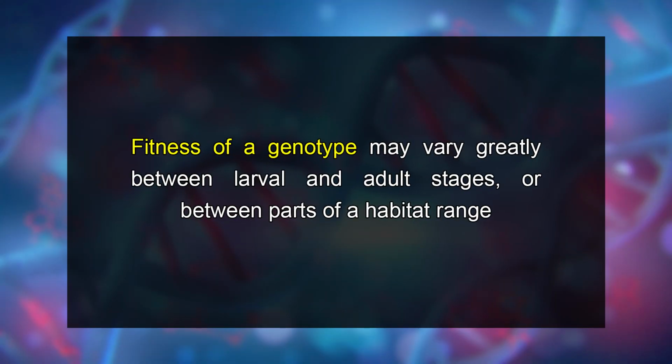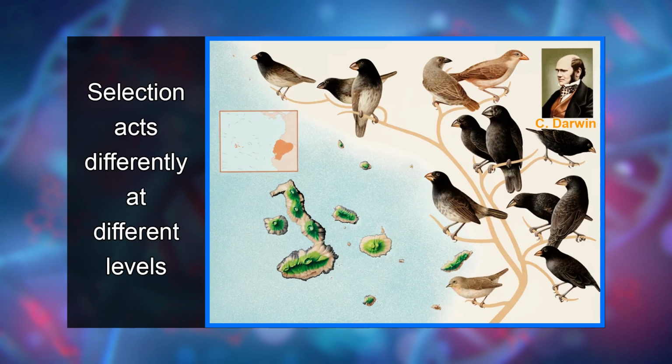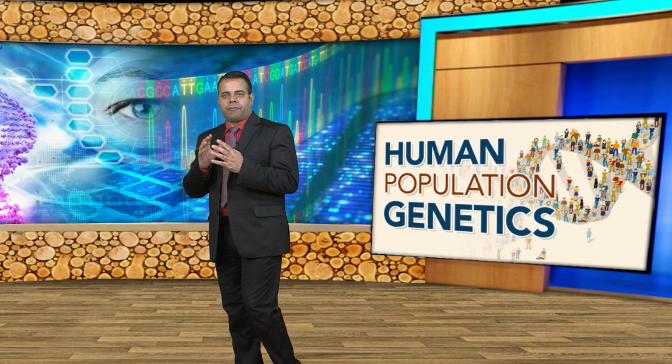Fitness varies in time and space. Fitness of a genotype may vary greatly between larval and adult stages or between parts of the habitat range. Selection acts differently at different levels. The fitness of a genotype may depend on the fitness of other genotypes in the population. This covers many natural situations where the best thing to do, from the point of view of survival and reproduction, depends on what other members of the population are doing at the time.